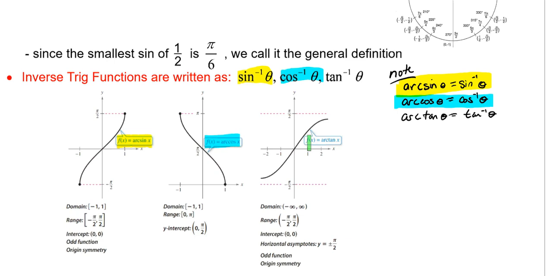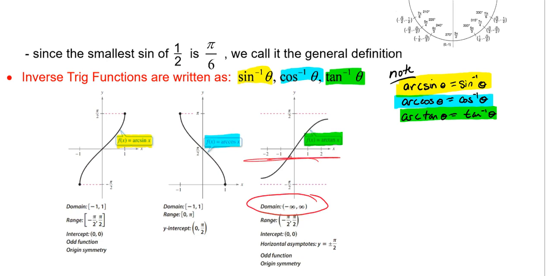Our arc tangent is the inverse of tangent, and here you're going to notice that we have a domain that goes from -infinity to +infinity. So our x can be anything we want it to be. Our range is going to be set between pi over 2 and negative pi over 2. These are also our horizontal asymptotes.